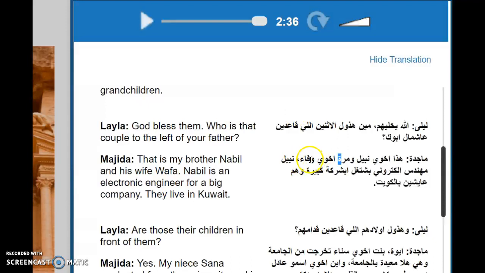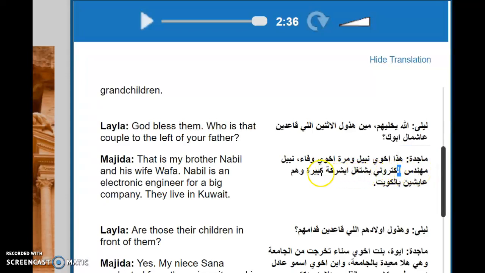And her name is Wafa. Nabil, muhandis elektroni. So Nabil is an electronic engineer. This alif lam is not the definite article, rather it's part of the foreign word. Electronics starts with EL. So he's an electrical engineer.